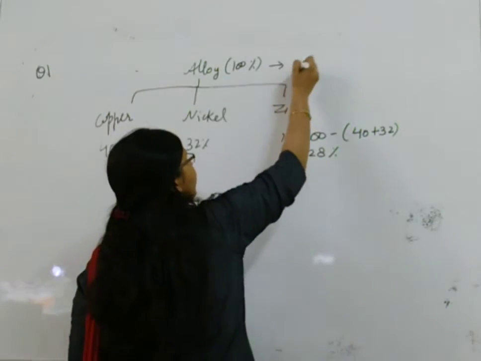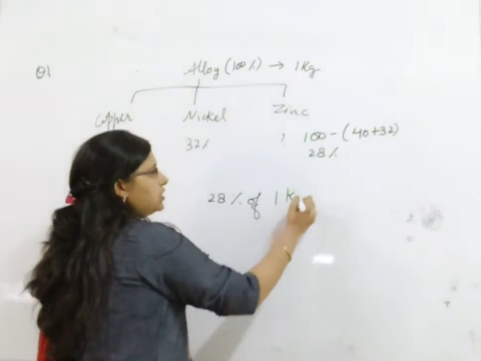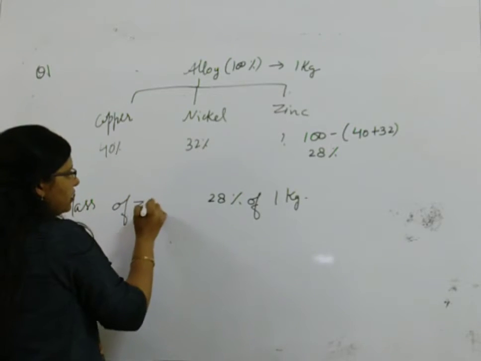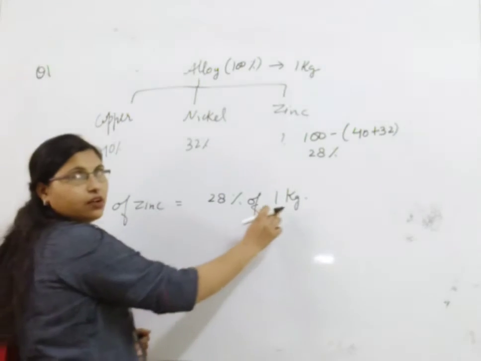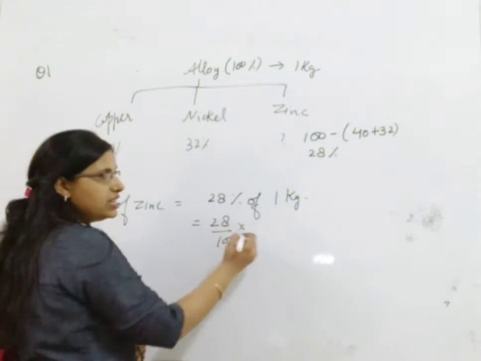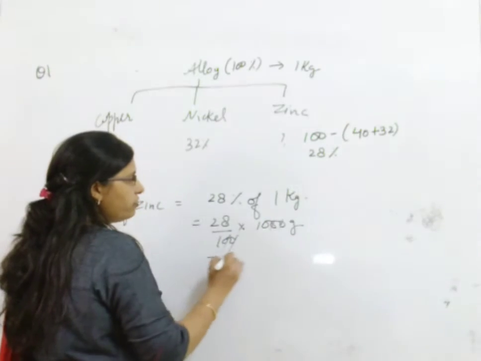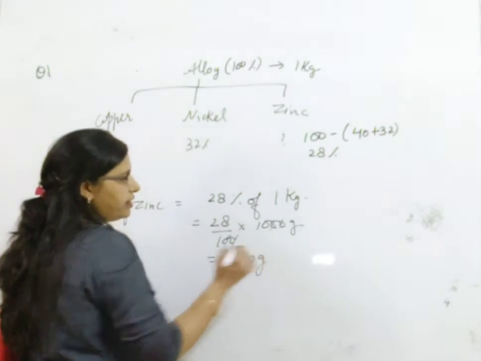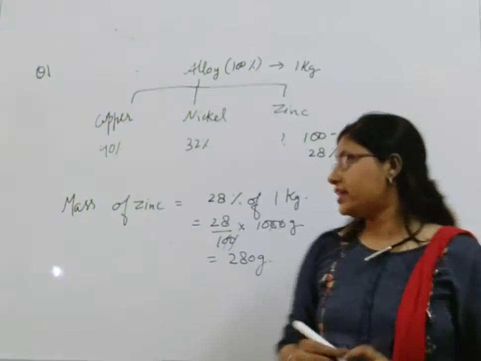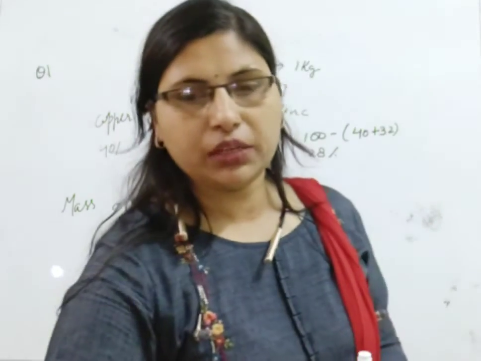And how much is the alloy? 1 kg. So we have to write 28% of 1 kg. So here we can write that mass of zinc is equal to 28% of 1 kg. So 28 upon 100 multiplied by 1 kg, we can write as 1000 grams. So now we can do the calculations. We will get the answer 280 grams. So how much zinc is there in the alloy? 280 grams. Clear everyone? Now the next question, question number 19.